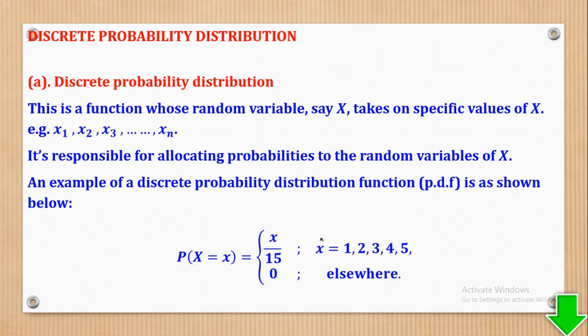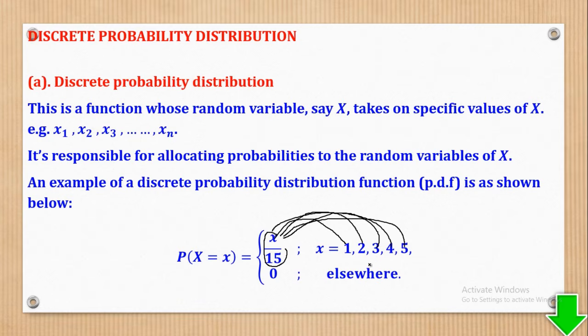And for these values of x, if we want to get their corresponding probability, it depends on this function here. When I put x equal to 1 here, I can get the probability for x equal to 1. When I put 2, I can get the probability for x equal to 2. When I put 3, I get the probability of x equal to 3. When I put 4, I get the probability of x equal to 4. And when I put 5, I get the probability of x equal to 5.